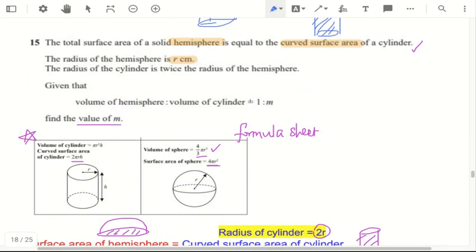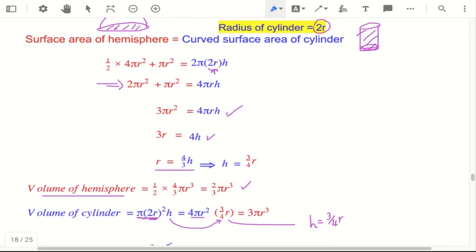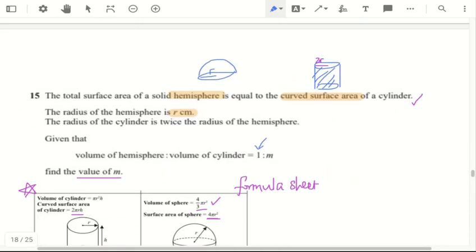Because here we are given that volume of hemisphere is to volume of cylinder equals 1:m. So we want to make this 1. In order to make it 1, we need to divide by 2. So m is 4.5. Okay, m is not 9, because this is 2. What we want to do is to make this 9/2. Okay, so I hope this clarifies question 15.